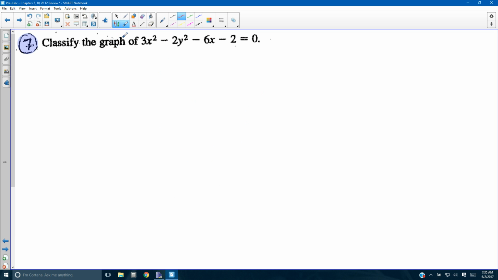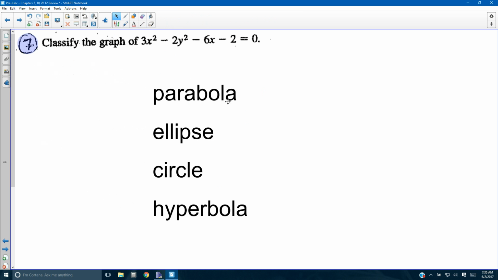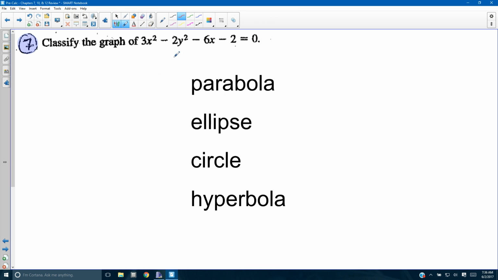Number 7, classify the graph of. Copy, paste. Boom. Let's find out what conic this one is. Okay. Not a parabola because both variables are squared. Not a circle because of the different coefficients there, and also not an ellipse for the same reason. It's different signs for these two squared variables on the same side of the equation. This is a hyperbola.